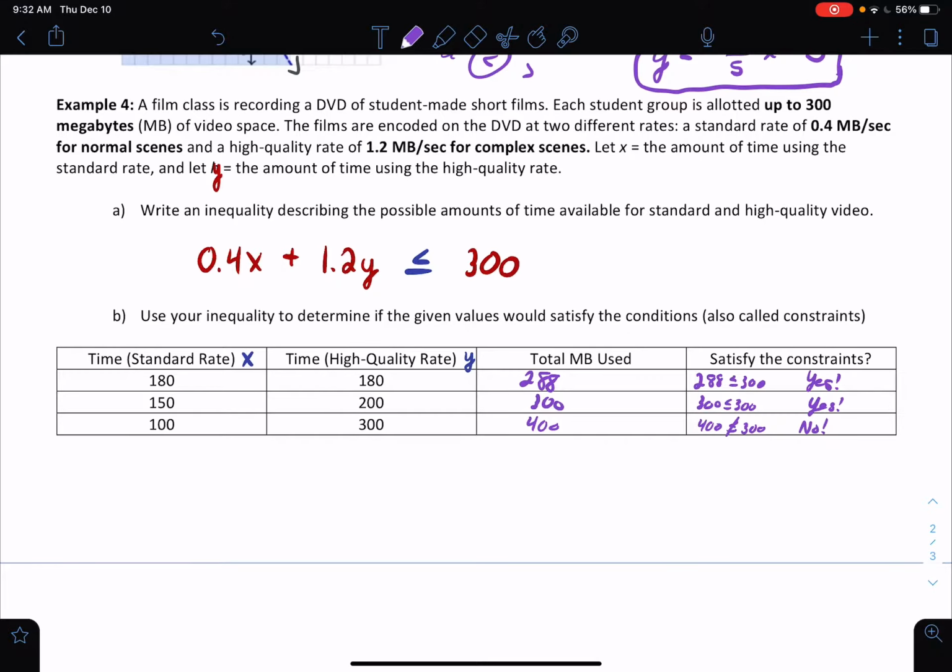So also being able to set up an inequality with a word problem and then use that to test some points and understand what those represent in the context of our word problem.